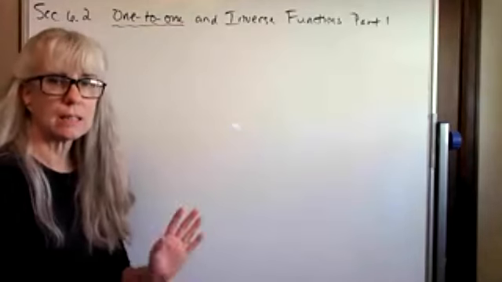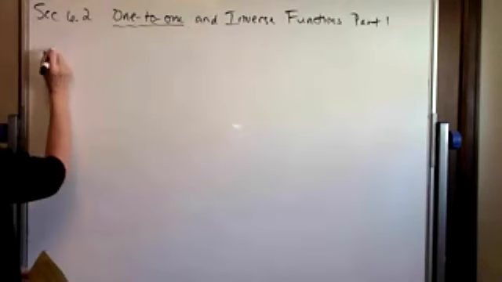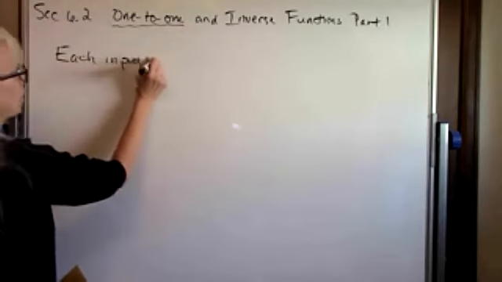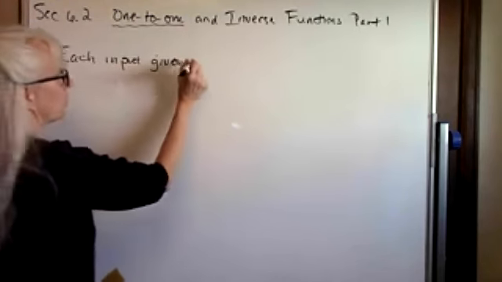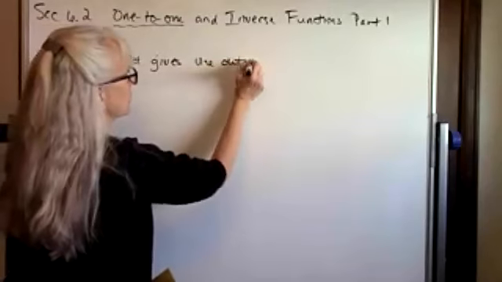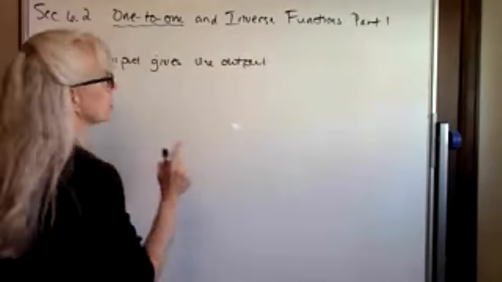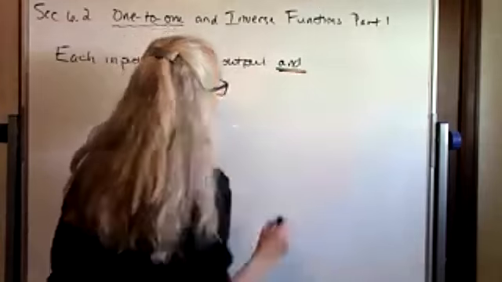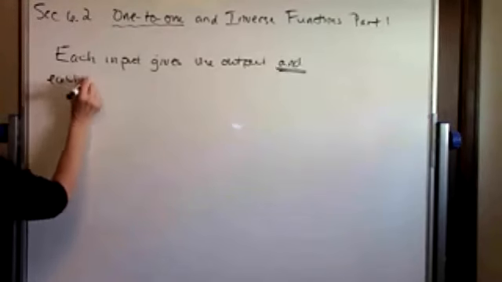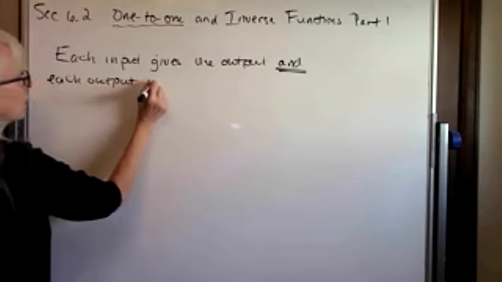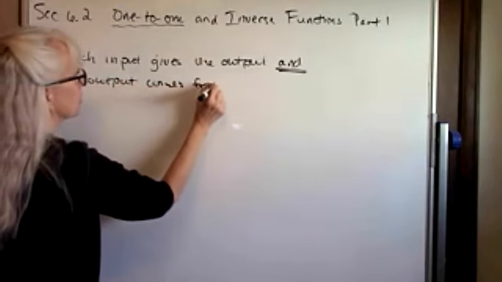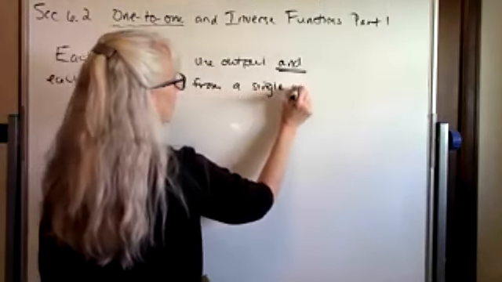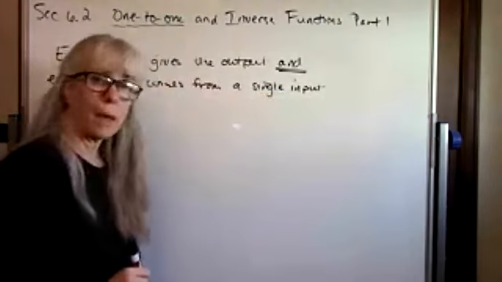So I'm going to stop right there. Let's think about what we know. In order to be a function, we know that each input gives one output. And that's what makes a relationship a function. So to be one-to-one, we're going to add on this extra statement: each output comes from a single input. Okay, so that makes it even more special.